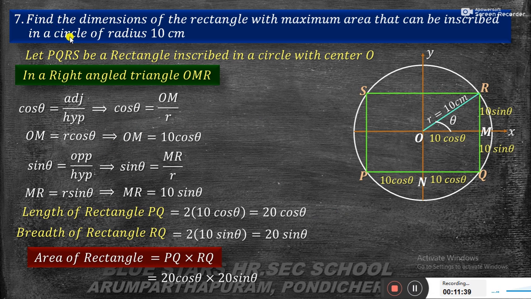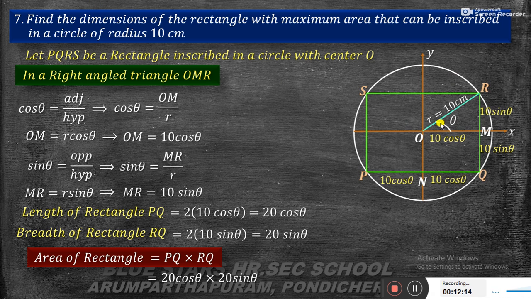Next, 7th problem. Find the dimension of the rectangle with the maximum area that can be inscribed in a circle of radius 10 cm. Dimension of the rectangle means length and breadth. They ask about the length and breadth of the rectangle with the maximum area that can be inscribed in a circle. So you see this is the rectangle inside of the circle, inscribed in a circle of radius 10 cm.